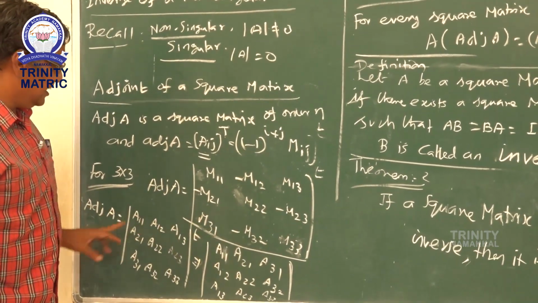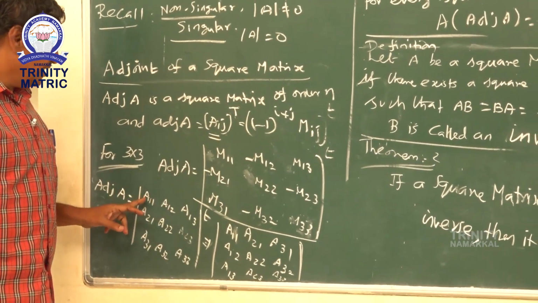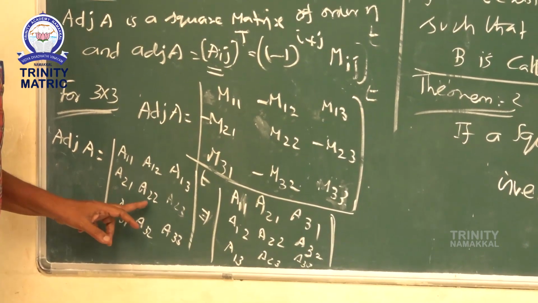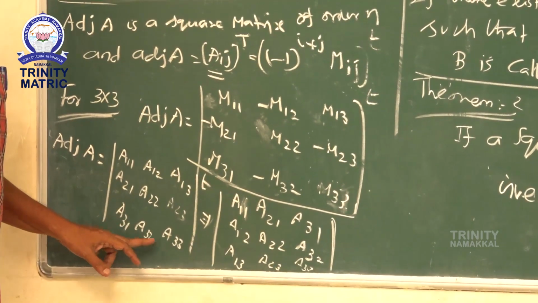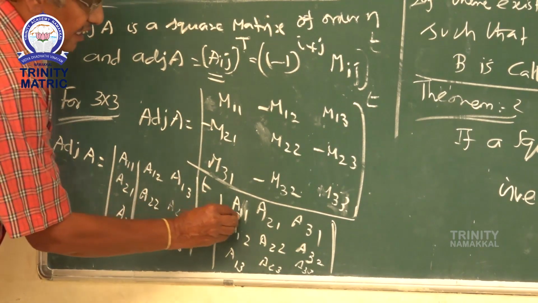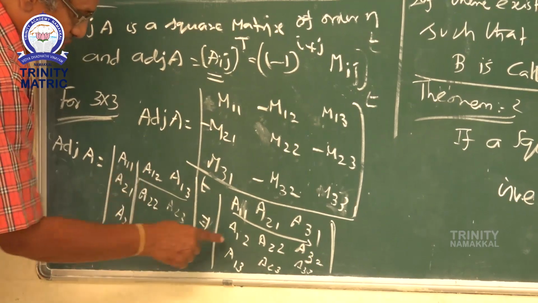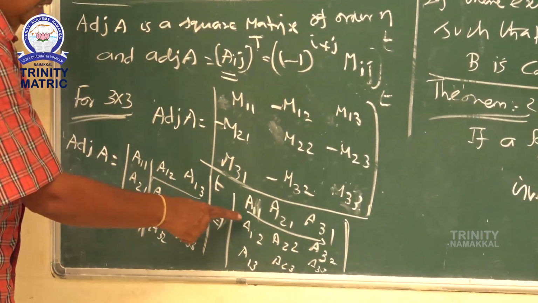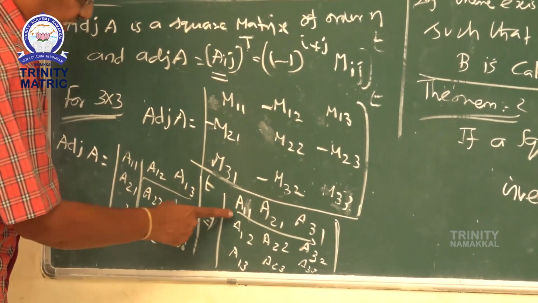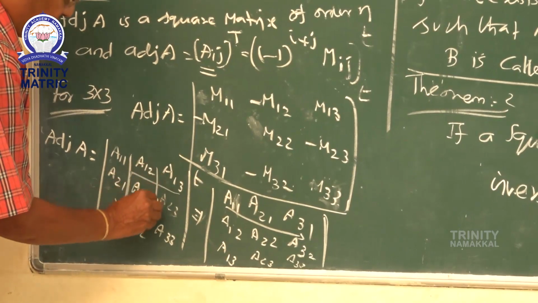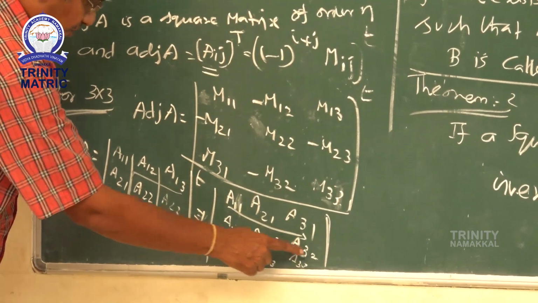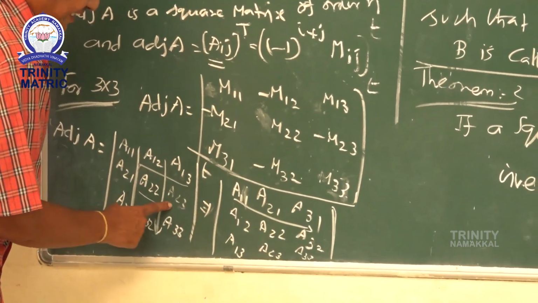Like that, M11 with its sign is known as the cofactor A11. Like that, A12, A13, A21, A22, A23, A31, A32, A33. Then we take the transpose. When we transpose, the rows will be changed as columns, and the columns will be changed as rows. If you look at this, A11, A21, A31 column will be changed as a row. Like that, A12, A22, A32, then A13, A23, A33.